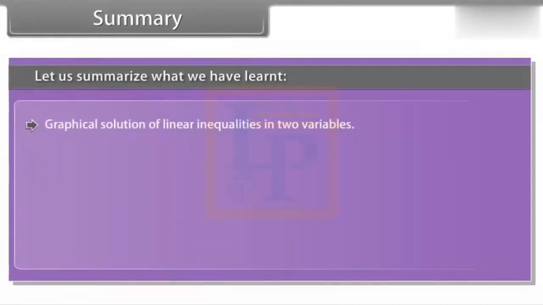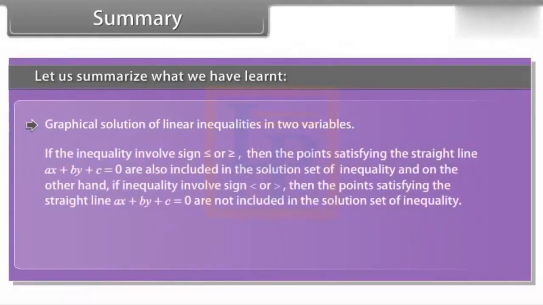Graphical solution of linear inequalities in two variables. If the inequality involves the sign less than or equal or greater than or equal, then the points satisfying the straight line ax plus by plus c is equal to 0 are also included in the solution set of the inequality. On the other hand, if the inequality involves the sign less than or greater than, then the points satisfying the straight line ax plus by plus c is equal to 0 are not included in the solution set of the inequality.